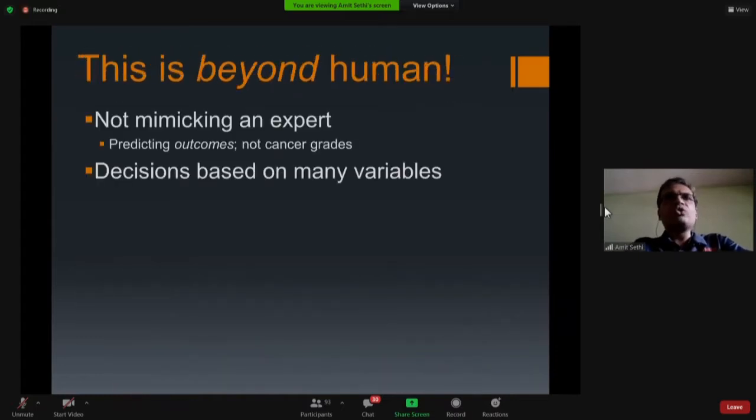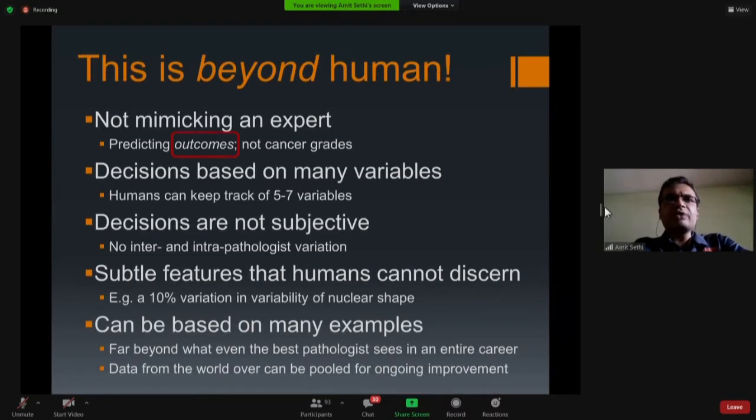We are trying to actually go beyond what a human can do. We are not just mimicking an expert. We are trying to predict outcomes, not just grades, right? And the decisions can be based on many variables. If we ask an expert to make a decision, usually after 5 to 7 variables, it's very difficult to make decisions on more variables. But a machine can do it very reliably, and the decisions will not be subjective.